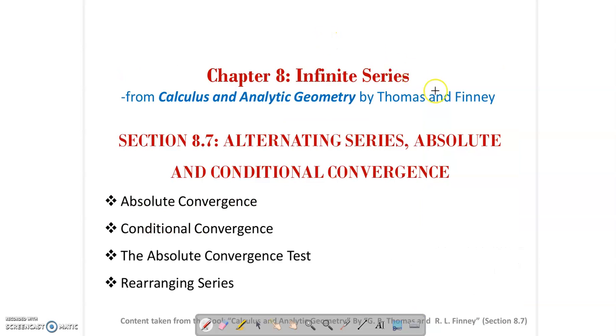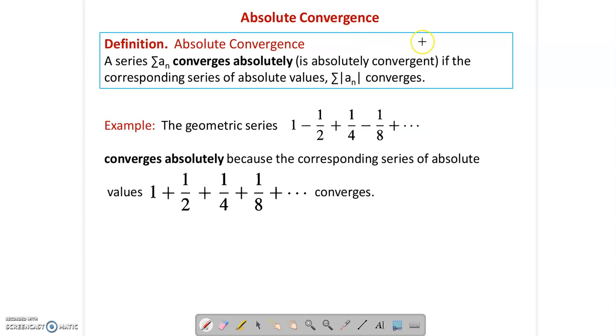In today's lecture we will discuss absolute convergence and conditional convergence, that is section 8.7 from the book Calculus and Analytic Geometry by Thomas and Finney. So let us first define absolute convergence. A series summation an converges absolutely, or we say it is absolutely convergent, if the corresponding series of absolute values, that is summation mod of an, converges.